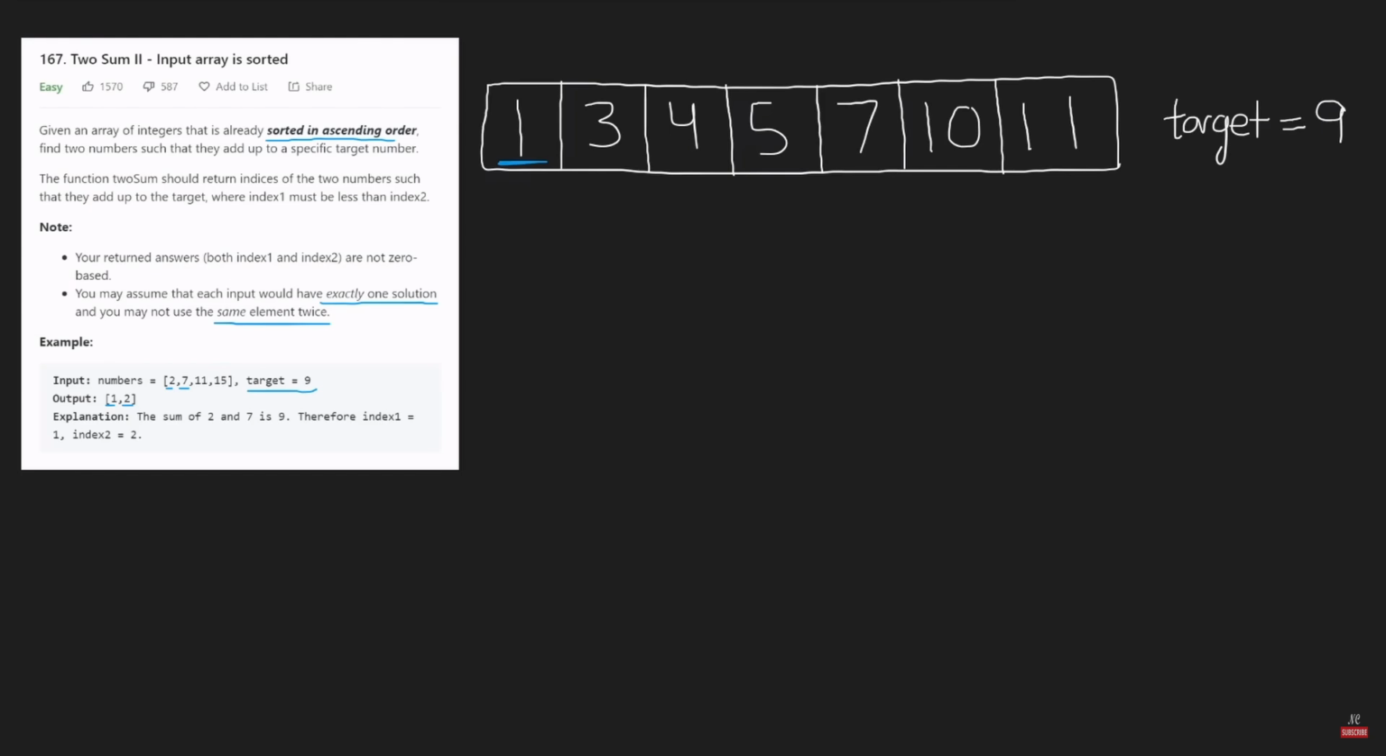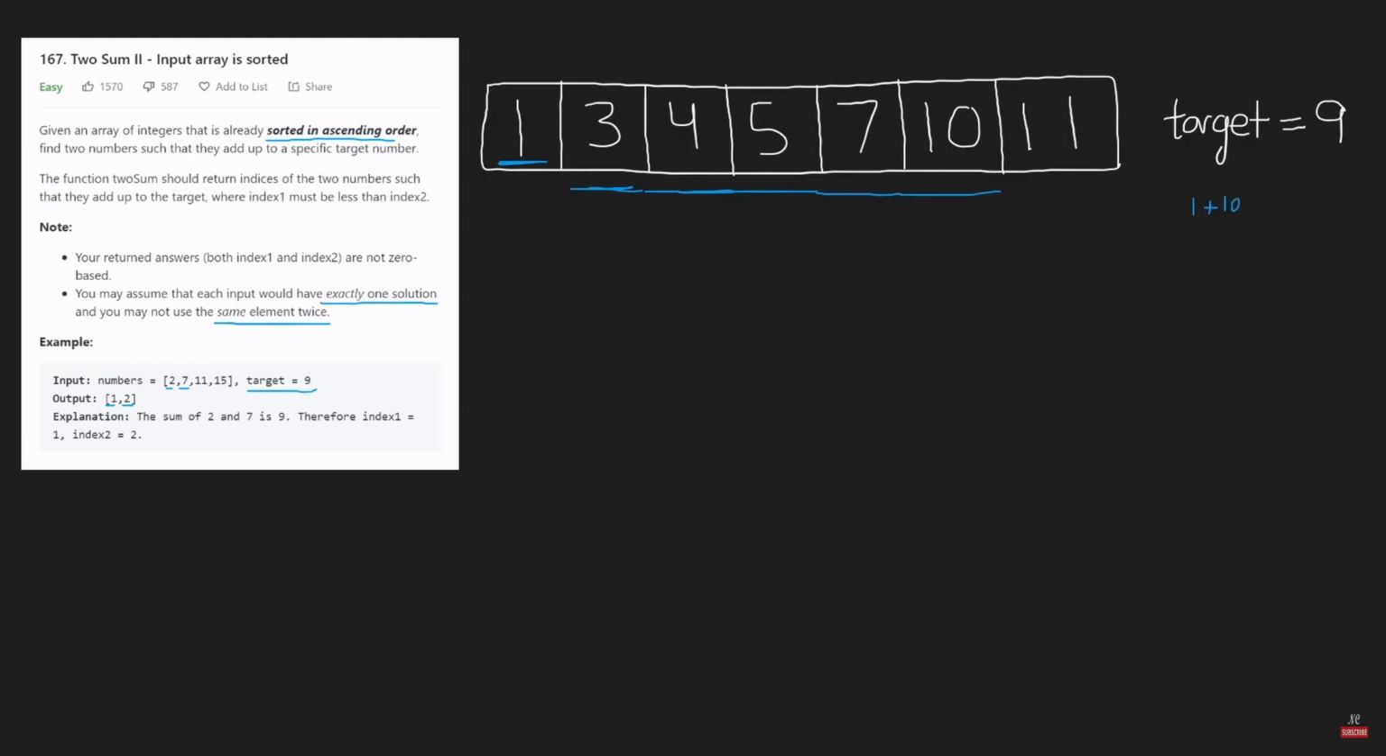So first we check 1 plus 3. That is 4, so it's not 9. Then we check 1 plus 4, that's 5. Then we check 1 plus 5, that's 6. 1 plus 7 is 8. And 1 plus 10 is 11. So now we've gotten to the point at 1 plus 10.